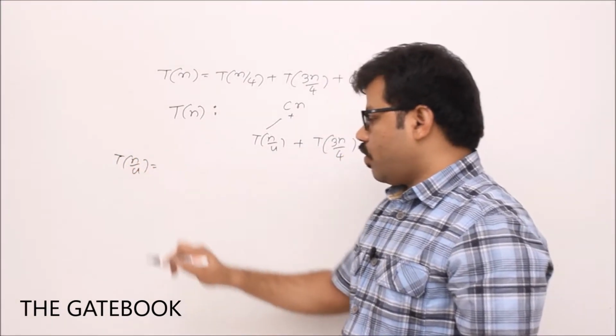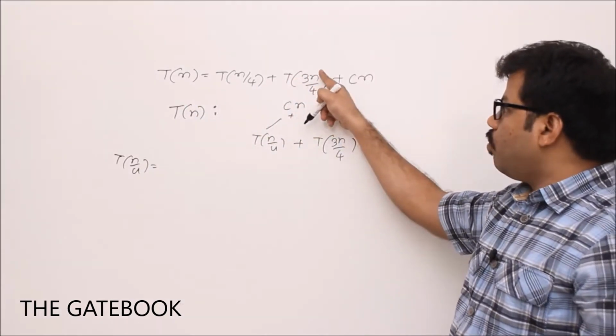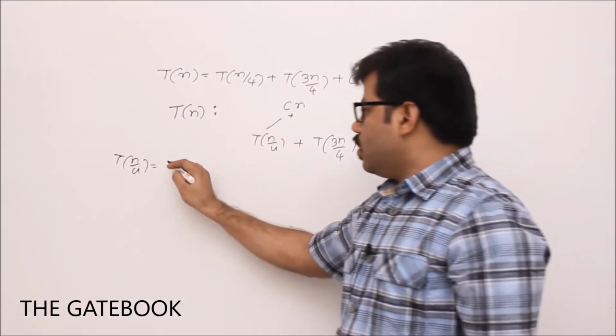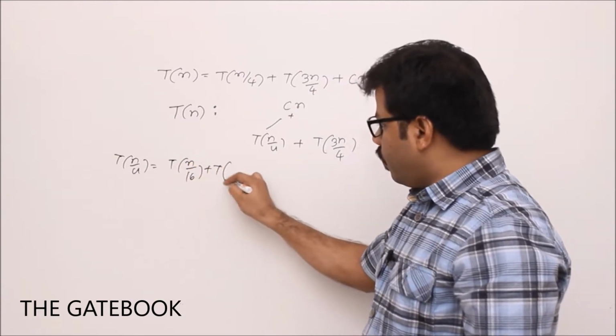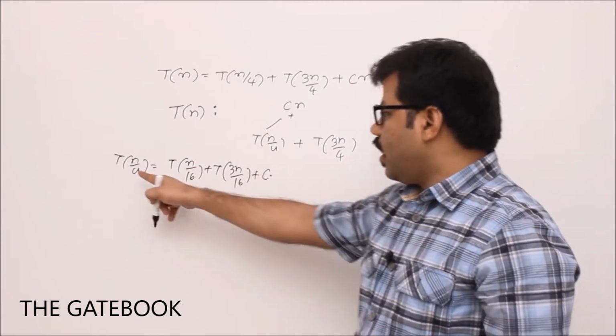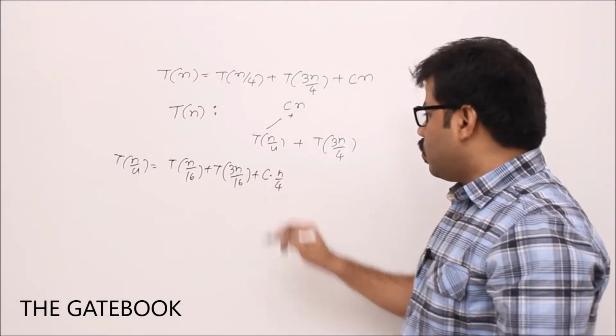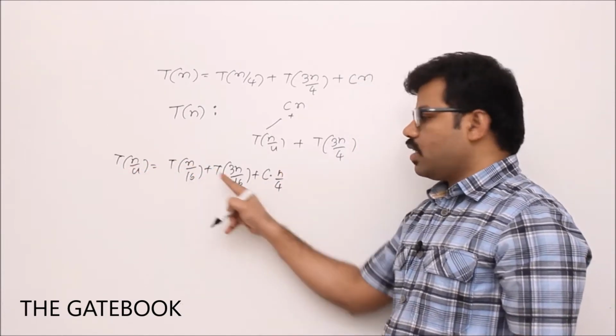T of n by 4 equals, see, problem equal to problem by 4 plus 3 into problem by 4, plus Cn, correct? Then this will be T of n by 16 plus T of 3n by 16 plus C into n, where n is here n by 4, correct? So T of n by 4 is giving us C into n by 4 plus 2 extra things, correct?